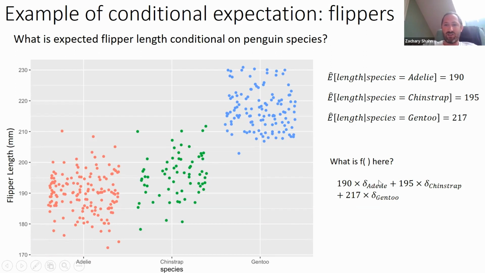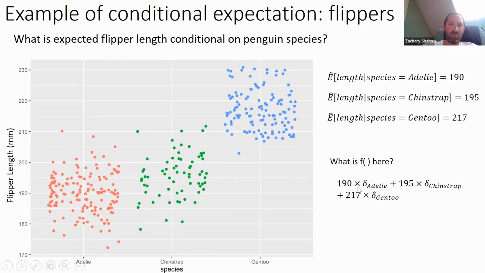So the regression function here is 190 times a variable which is 1 if the species is Adelie and 0 otherwise. That's what I mean by this delta sub-Adelie thing, plus 195 times delta Chinstrap, so an indicator for whether you're a Chinstrap penguin or not, plus 217 times an indicator for whether you're a Gentoo. So that will give you, everyone's only one species, you're just going to get one of these numbers. And so whatever species you are, you'll be assigned to the average flipper length within that species.